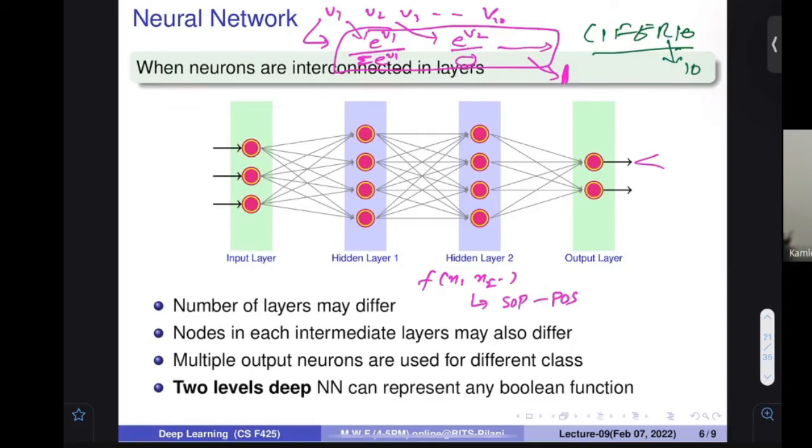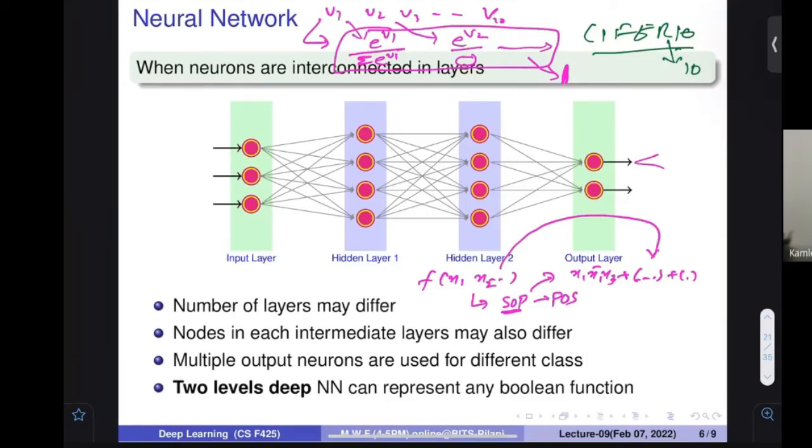What is SOP or POS form? SOP form is sum of products, where you have something like x1 x2 bar x3 plus something plus another term plus another term. So any Boolean function can be converted to the SOP and POS form. I will not go into that particular proof. It's not required at our level. But you know that any Boolean function can be converted to SOP or POS form.